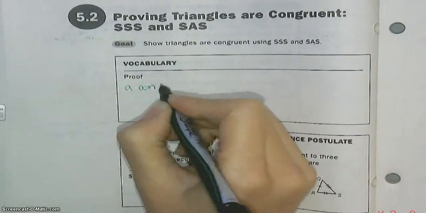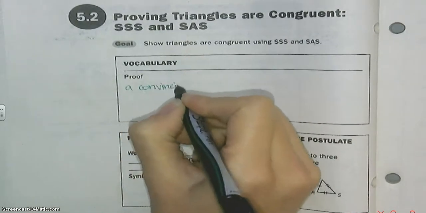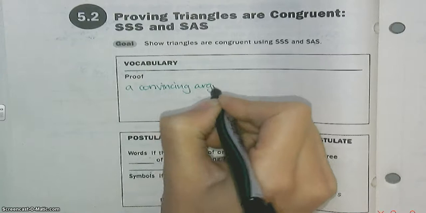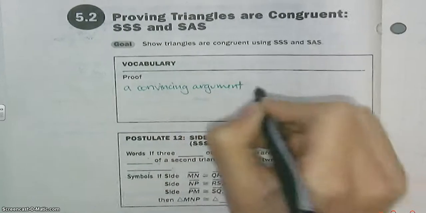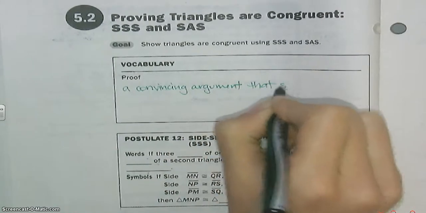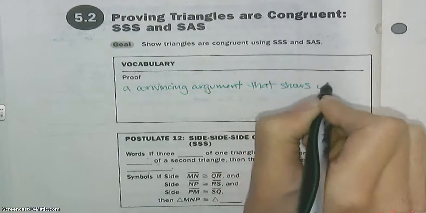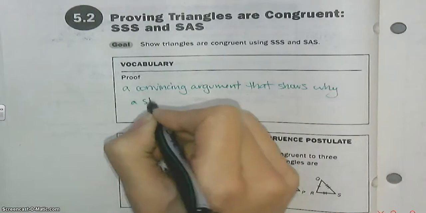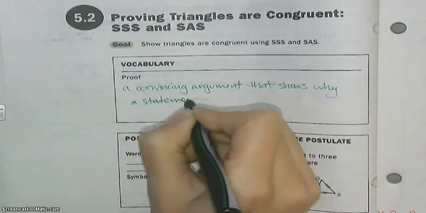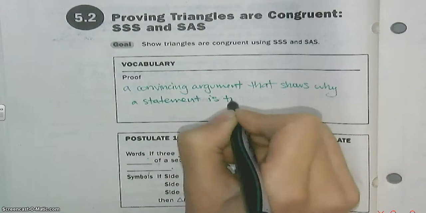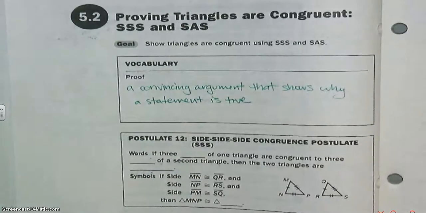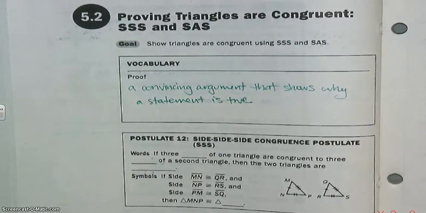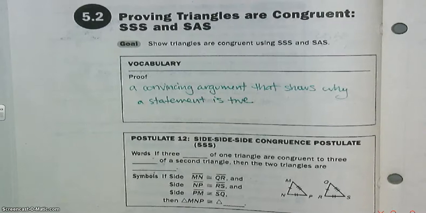It's like having proof that shows why a statement is true. So we're going to show why triangles are congruent. We're going to prove it. We're going to have convincing arguments why a statement is true.